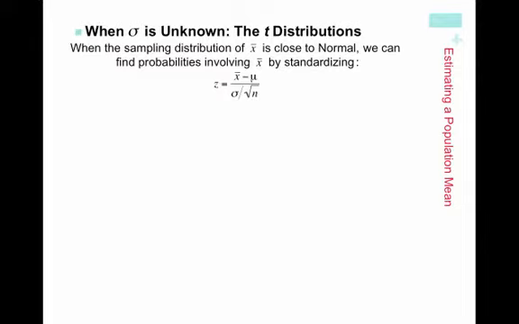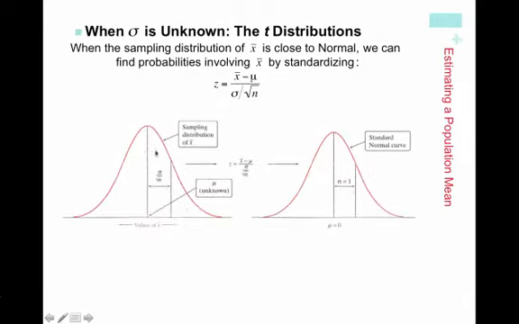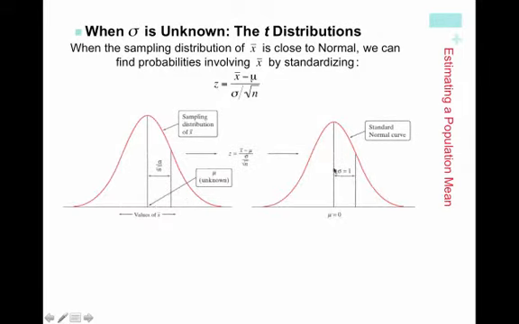Now, what if we don't know the population standard deviation? Do you think that could ever happen? And I hope you're saying, yeah, that could happen. How are we supposed to know that? Well, sometimes we don't. A lot of times we don't. So when we have a sampling distribution of x bar that is close to normal, we can find probabilities involving x bar by standardizing, finding the z-score. This is our formula for a sampling distribution. We've seen this. And what we get is a mean of 0 and a standard deviation of 1 when we do the standard normal distribution.